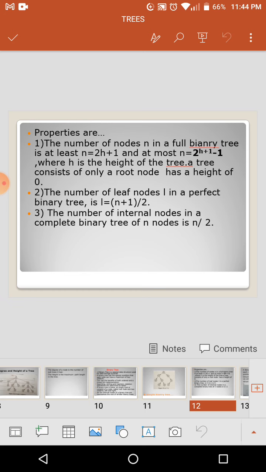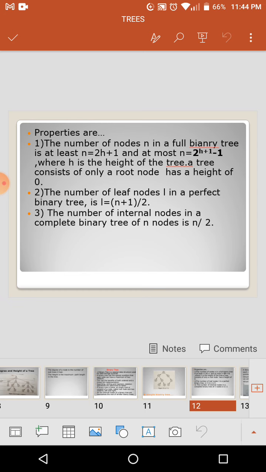Suppose a tree has leaf nodes. You know what leaf nodes are? Nodes which don't contain any children. The last ending nodes are called leaf nodes. The number of leaf nodes L in a perfect binary tree is L = (n + 1) / 2. Okay, (n + 1) / 2, that is for a perfect binary tree.